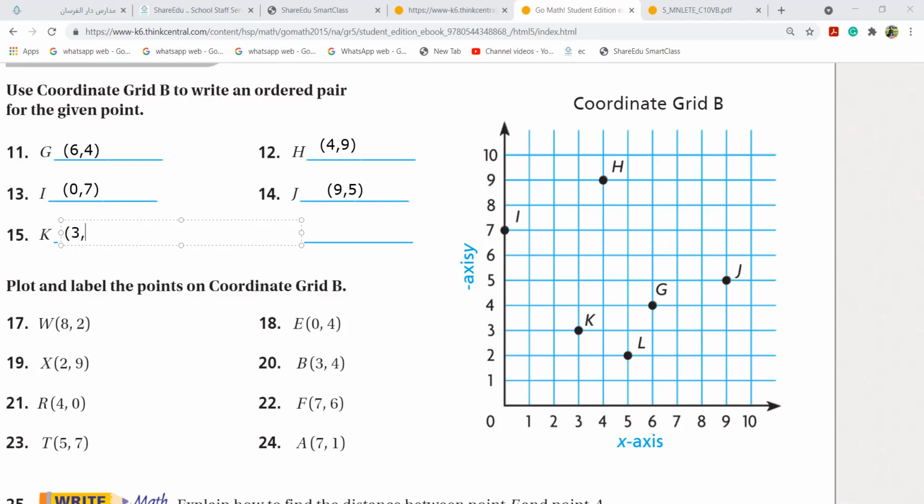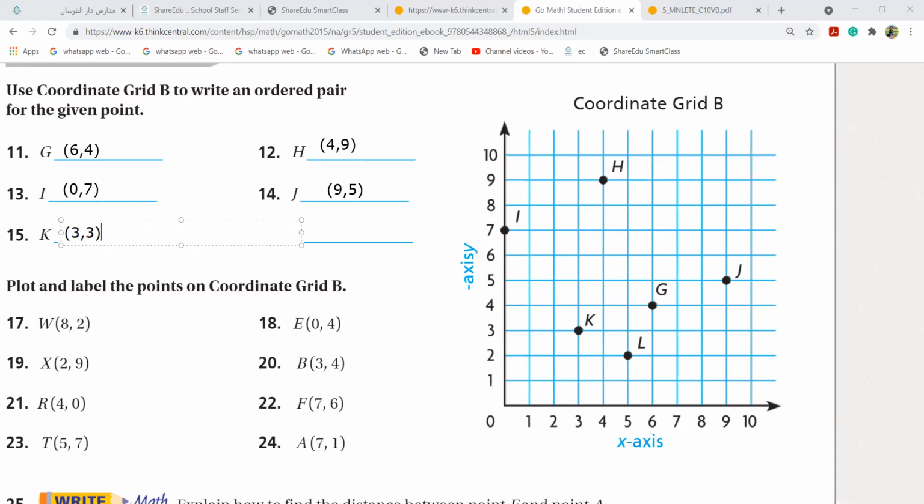Then comma. Then again put your finger on K, because I asked you K, and go to the X, Y axis. That is, go to the left side. What is it again? Yes, 3.3.